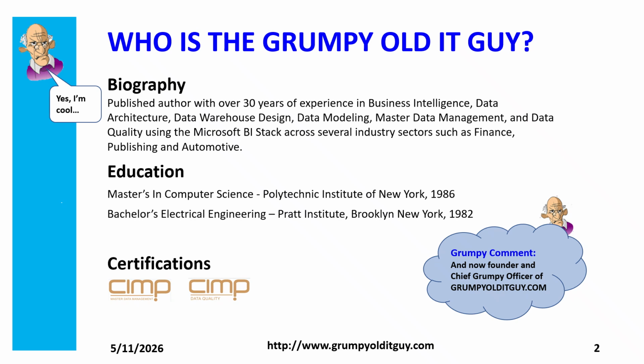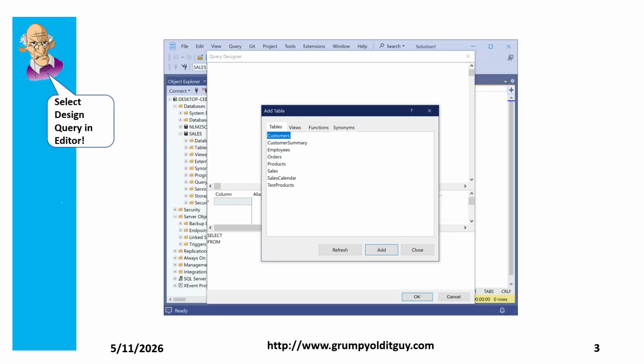Okay, let's dive right into this query editor and see how it works. Once you have SQL Server Management Studio up, just right-click on any query pane, select New Query, and you get a blank query pane. Then right-click and pick Design Query in Editor from the pop-up menu. And you get this nice little panel or dialog box where you can pick the tables. You can also pick views or functions or synonyms. And then with some drag and drop action, you begin to create the query.